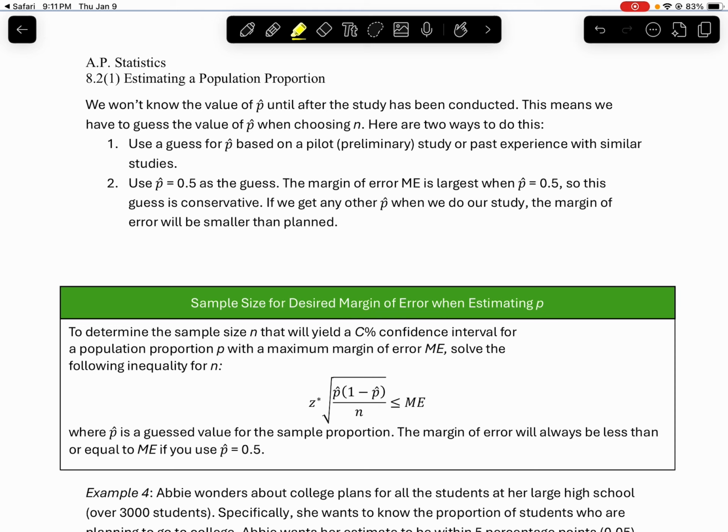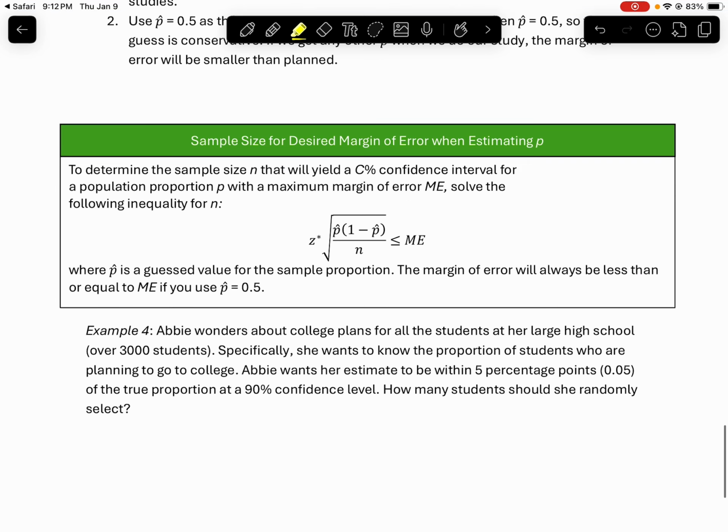So then if we do that, the margin of error is largest when p hat is 0.5. So this is like a conservative guess. If we get any other p hat value when we do our study, the margin of error will be smaller than we planned, which is fine. Okay? So, last example. Formula stated there again, saying everything that we just said with our margin of error being less than that.